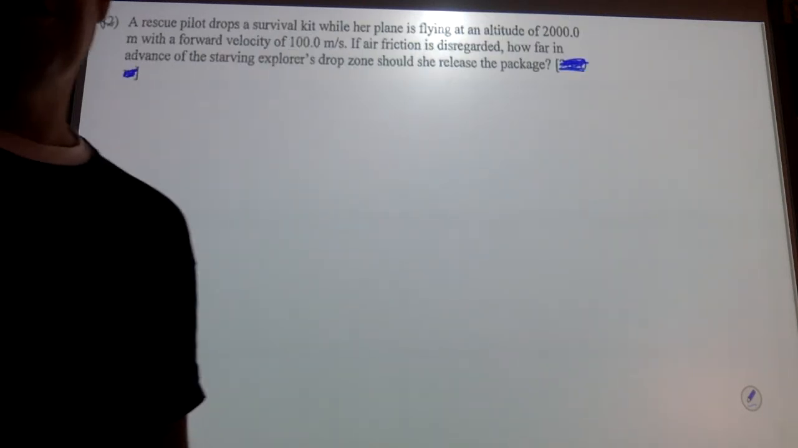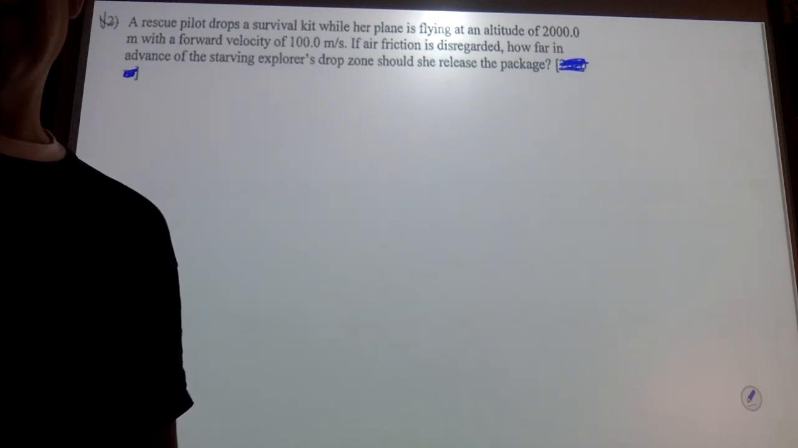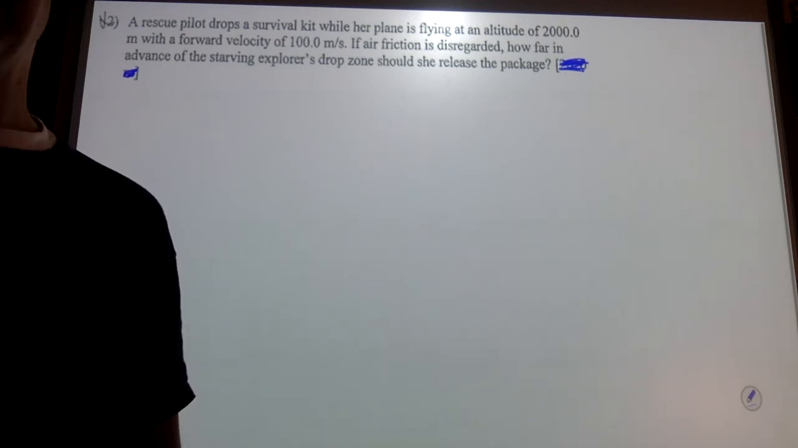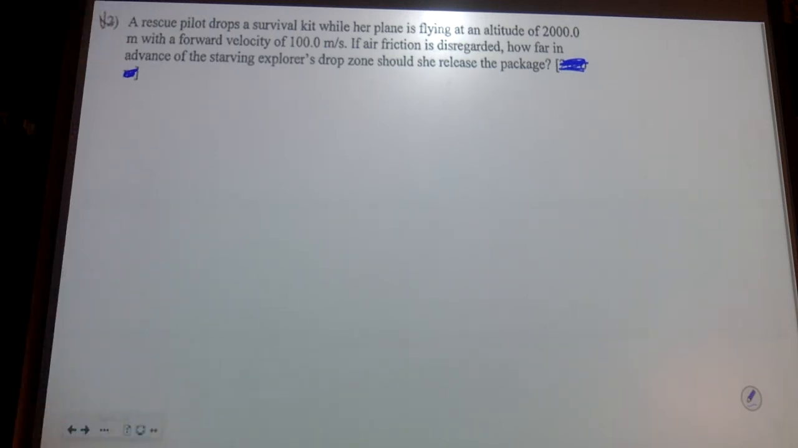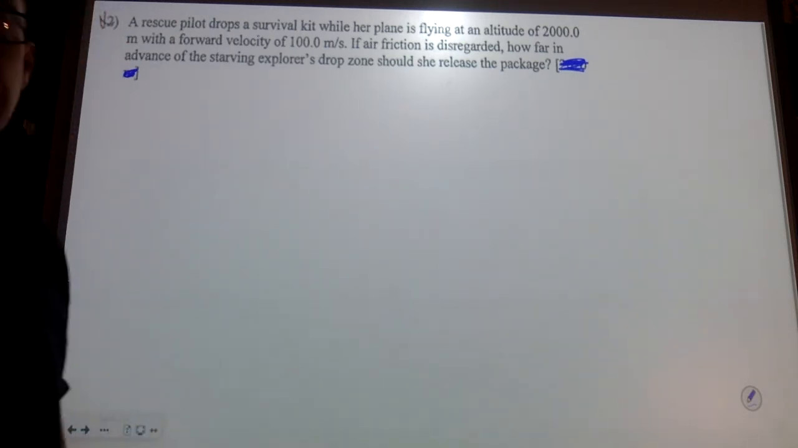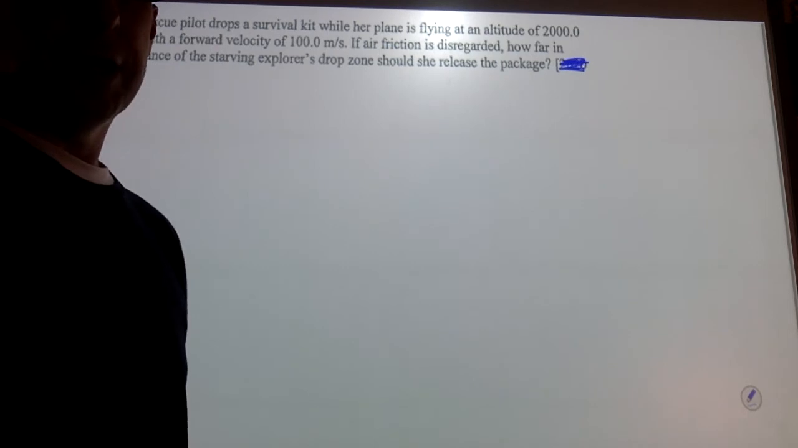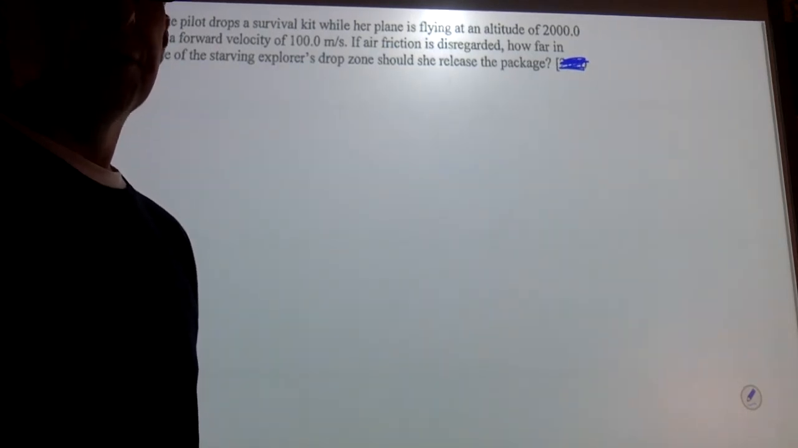All right, next one. A rescue pilot drops a survival kit while her plane is flying at an altitude of 2,000 meters with a forward velocity of 100 meters per second. If air friction is disregarded, how far in advance of the starving explorer's drop zone should she release the package? So again, this is going to be horizontal launch as well. I'll pause to see if you're able to solve it.